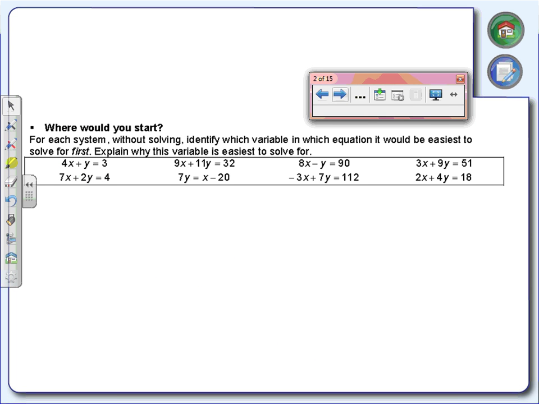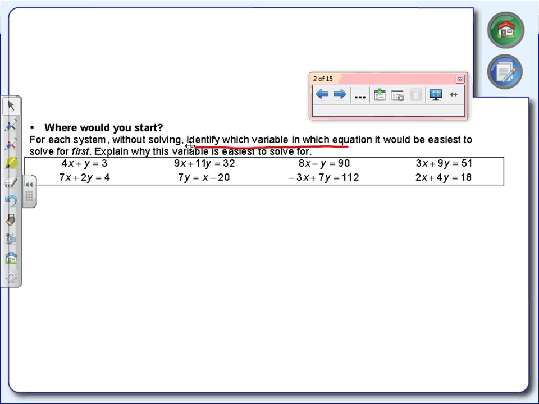Now, on this next part, they give us 4 different systems. Now, we're not going to necessarily solve these right now. All they want us to do is look at those systems and identify, right here it says, identify which variable would be the easiest to solve for. So right now what we're going to do is identify which one would be the easiest to solve, which would be the easiest first step.